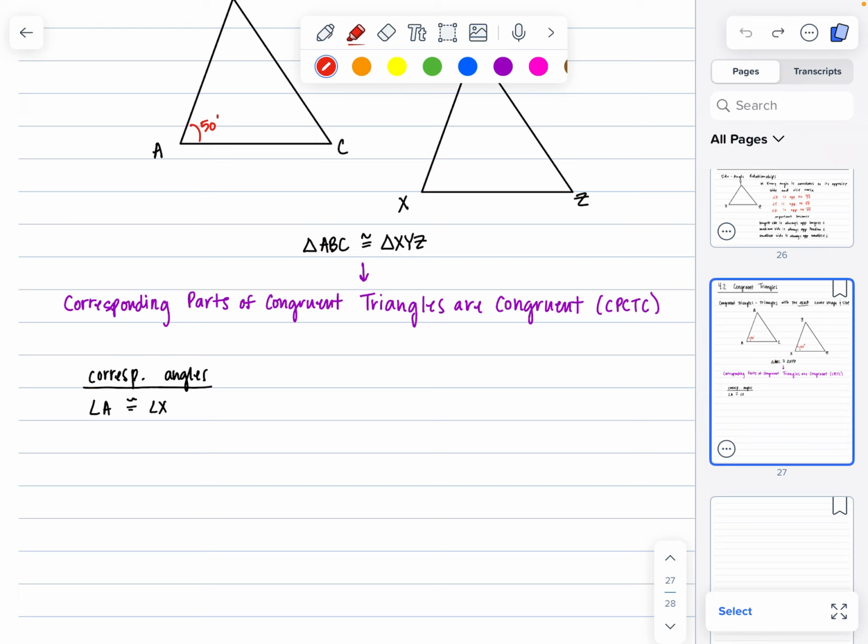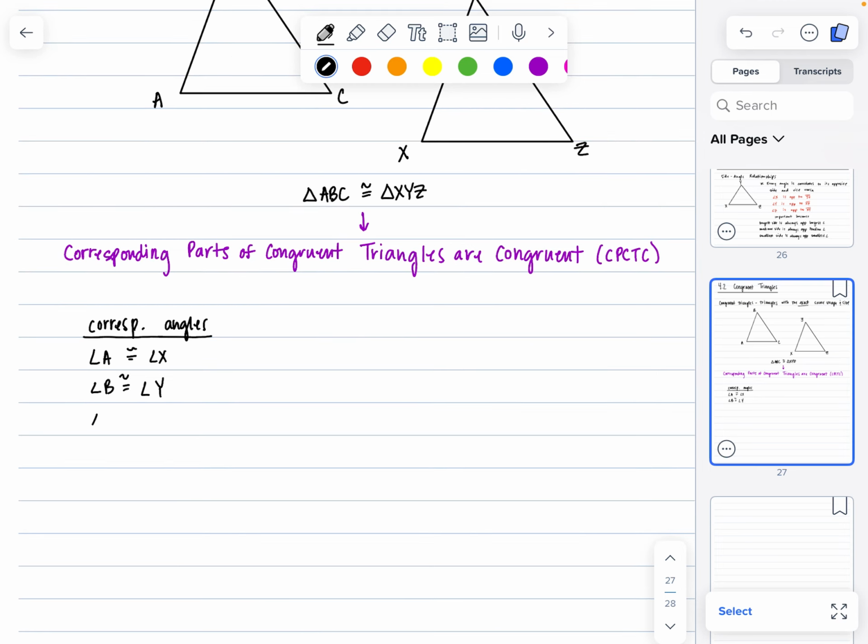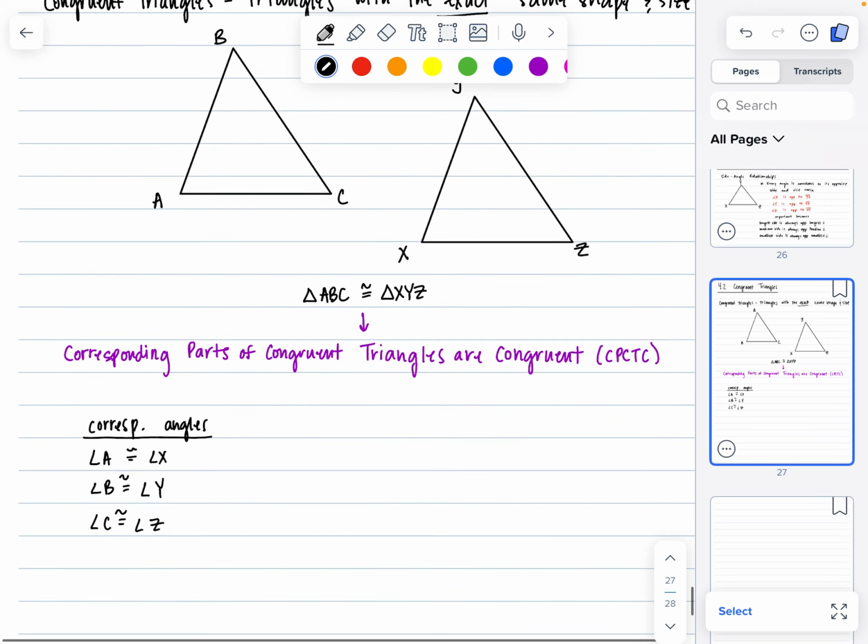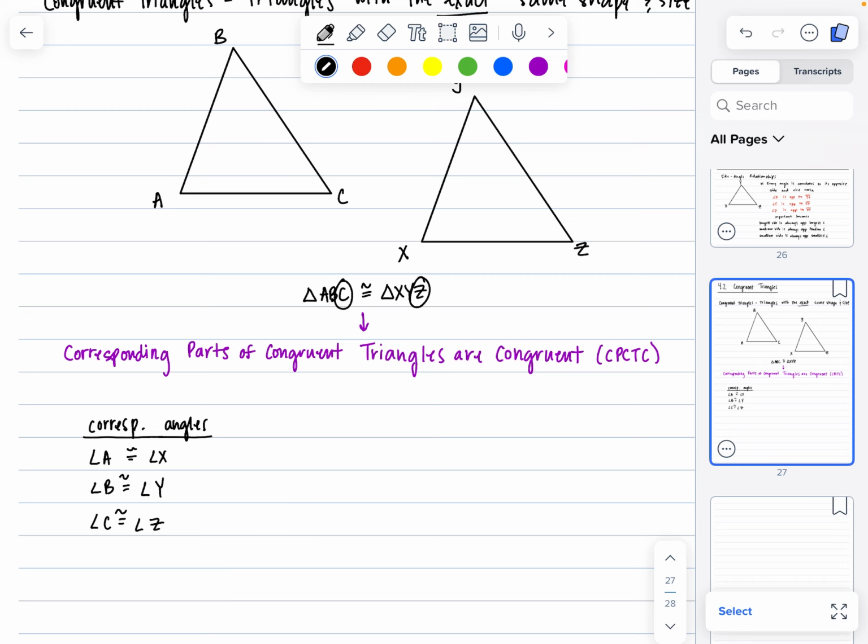Okay, but we're not going to do that. We're not going to fill that in. We're just saying that they are congruent. We're not going to put the actual measures in. So notice that B and Y are the second letters. So that means angle B by default has to be congruent to angle Y because they are corresponding angles. And last but not least, we have angle C, which is going to be congruent to angle Z because in the congruence name, C and Z are the third letters.